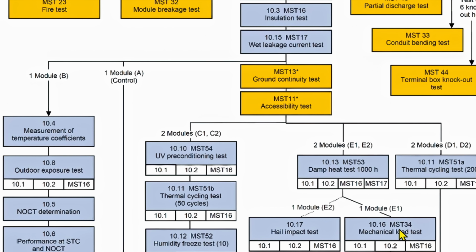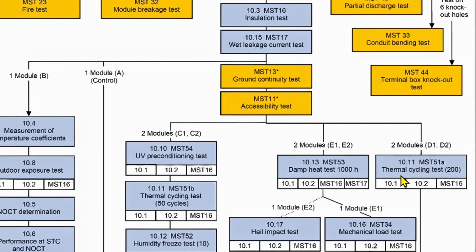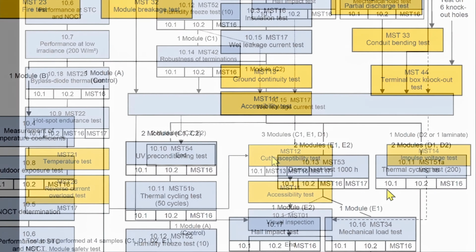Again, you perform the different performance tests after that stress. Then there is a thermal cycling test. It's the same as this test here, but this time with 200 cycles. So it's also quite a severe test. The temperature starts from minus 40 degrees and goes up to plus 85 degrees, and that's repeated 200 times.